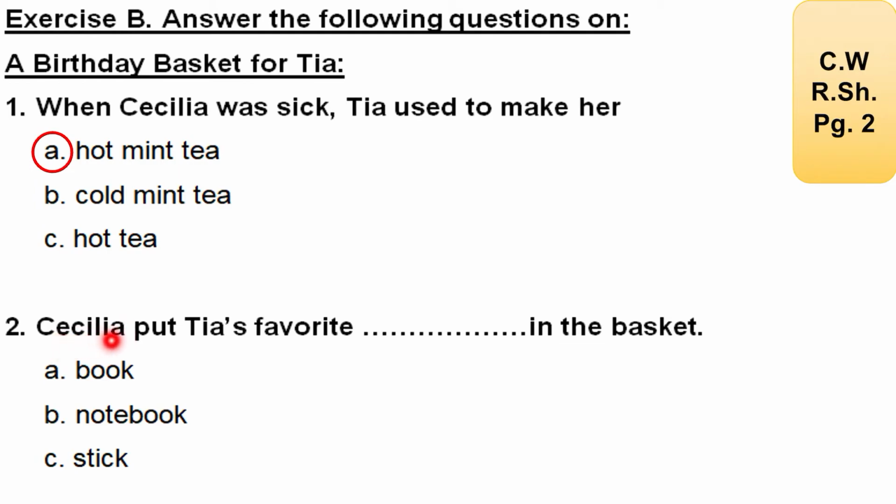Number 2 here. Cecilia put Tia's favorite what in the basket? Who can tell me? What did Tia always like to read when she came to visit her niece Cecilia? A book for sure. Yes, her favorite book. Did she put a notebook in the basket? No. Did she put a stick? No. She put Tia's favorite book. Yes, excellent, grade 2 student.